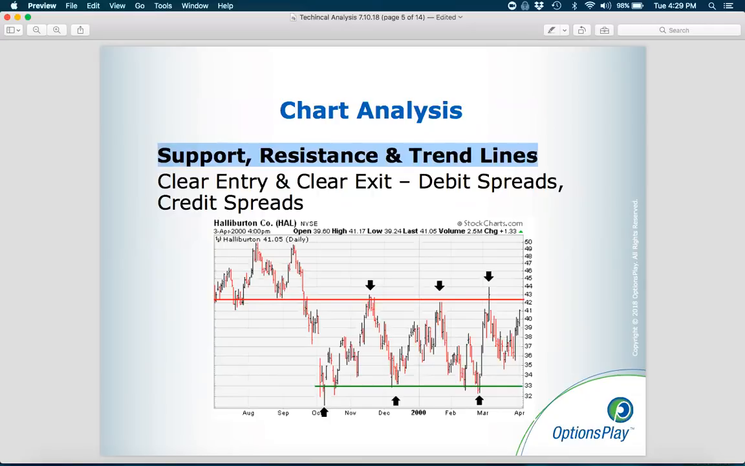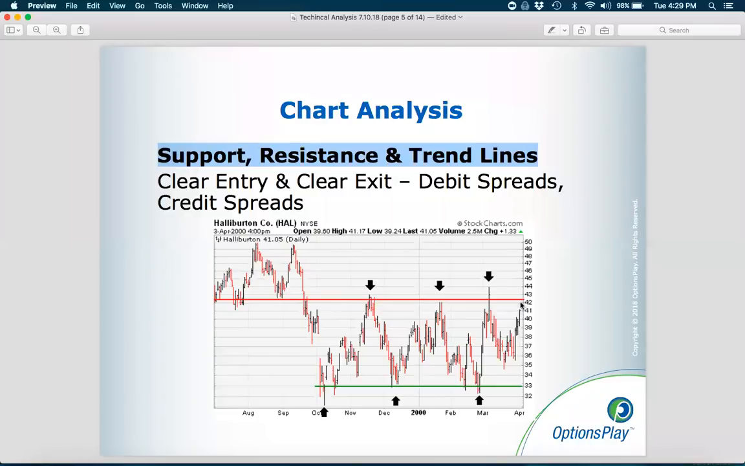So these types of support and resistance levels, as you can see, here's a stock trading between around $42, $43, and $33. So as you can see, this green line down here is what we consider support, because as the stock hits these levels, it bounces higher. When it hits this red line, which is resistance, it bounces lower. So support is when it bounces higher, resistance when it bounces lower.